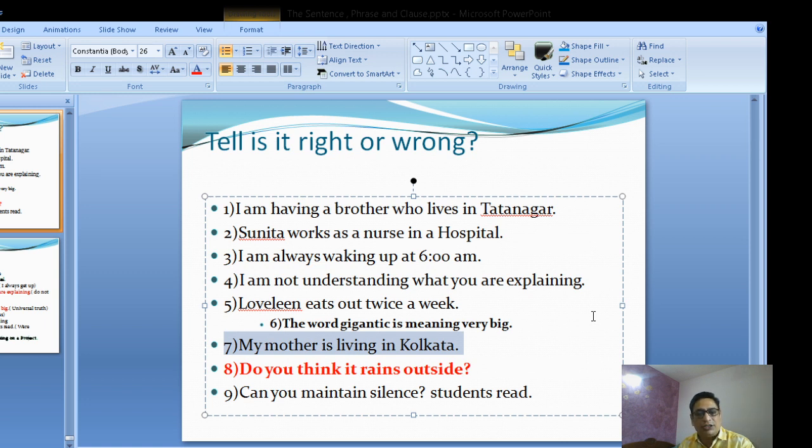Anita is telling 8 is right. Do you think it rains outside? Some people are writing it's correct. Those who are writing it's wrong, write the right form as well. And if you're writing correct, then you don't need to write the right form, of course, because you feel it's right. Let me just check.